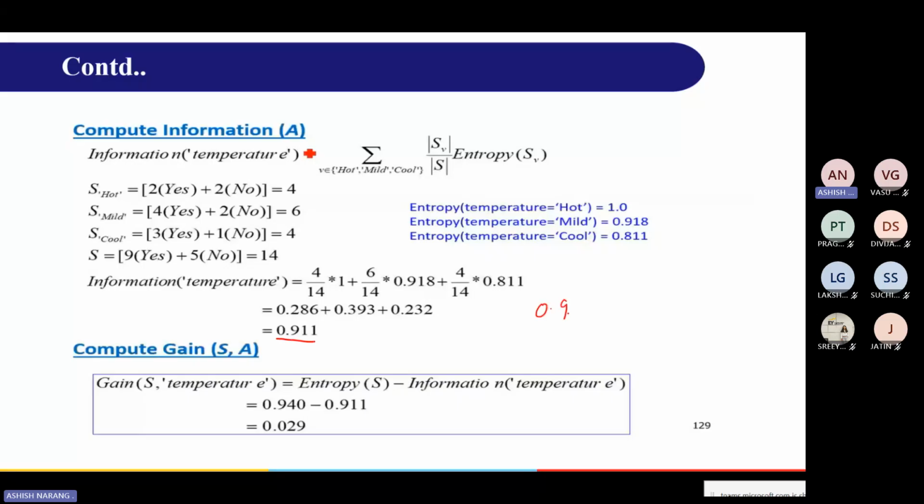So 0.940 was the entropy of the data set. Now you are getting 0.911. If you subtract it, the information gain is 0.029, very minimal.